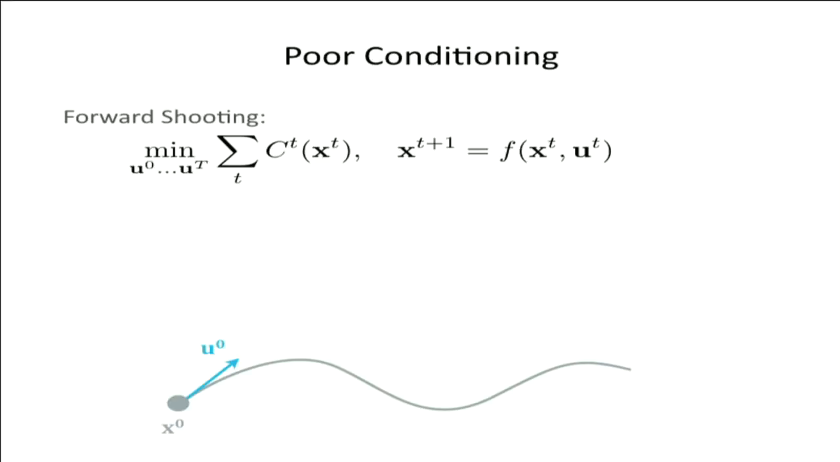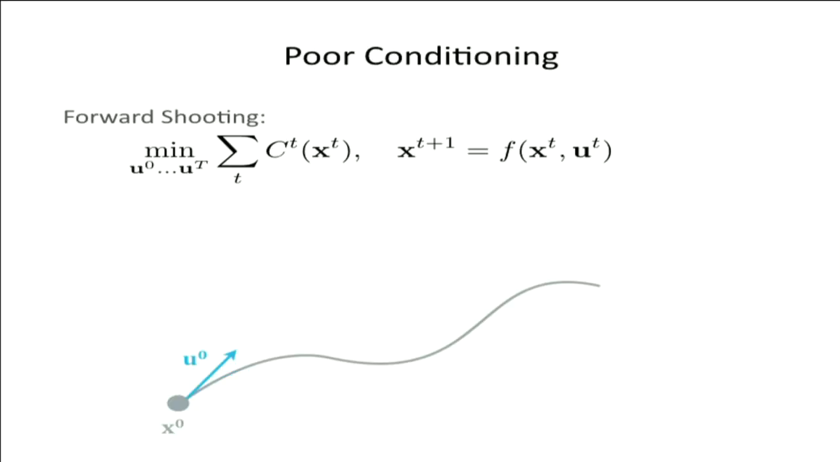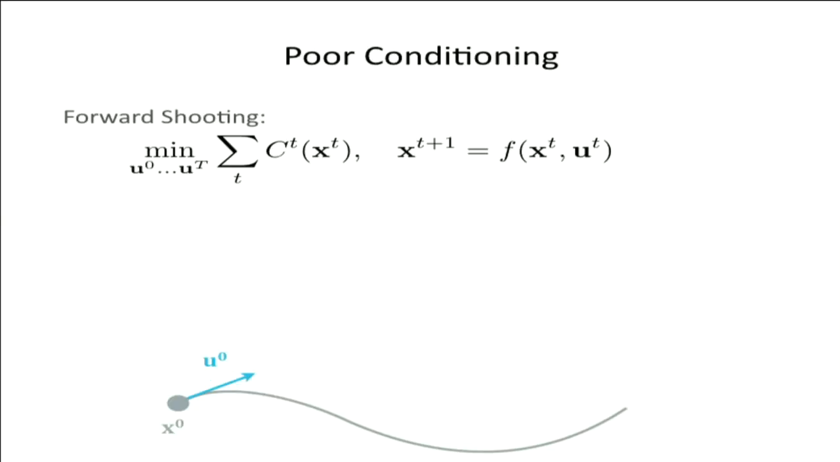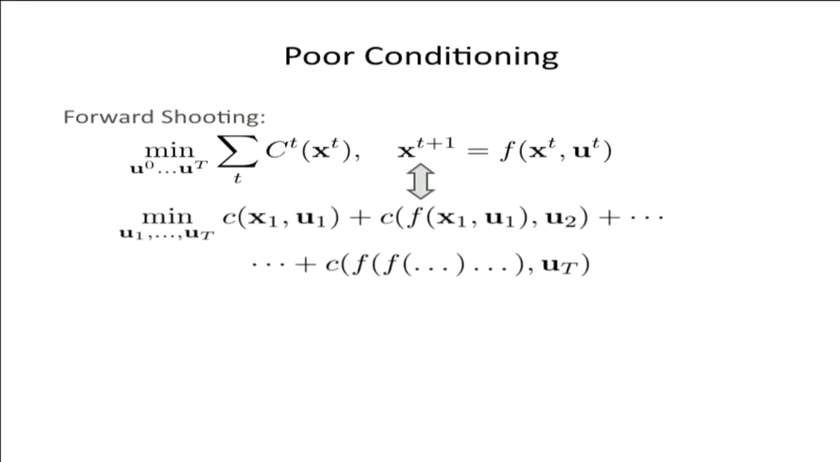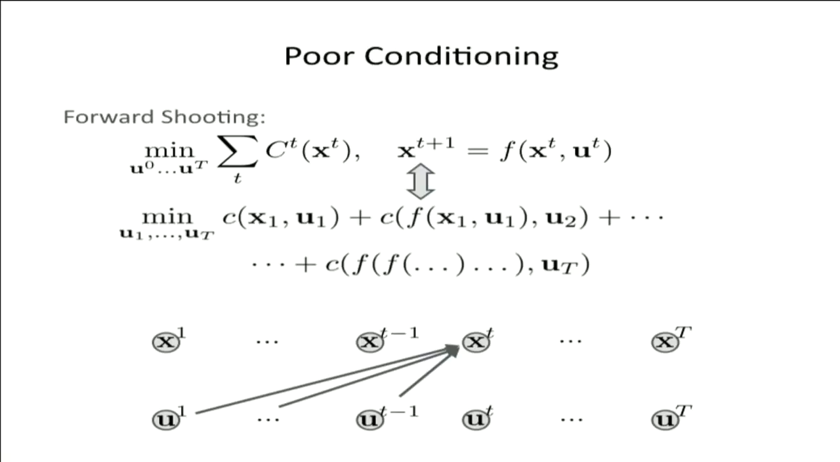As we've seen before, this forward shooting method has poor conditioning, where changing the initial controls only slightly produces very different changes in the resulting state trajectory. You got the intuition for it last time when you saw this equation unrolled: any particular state ends up depending on all of the controls that came before it. That's why u1 ends up influencing all of these resulting states.